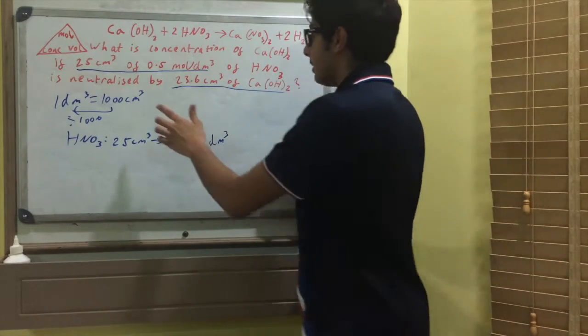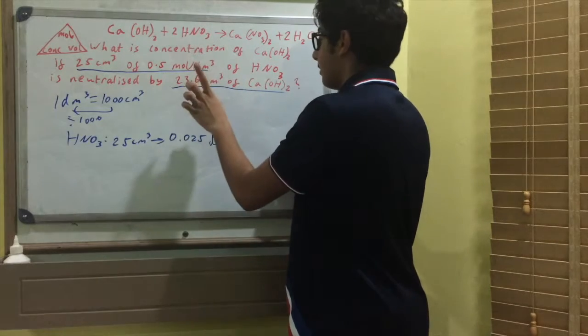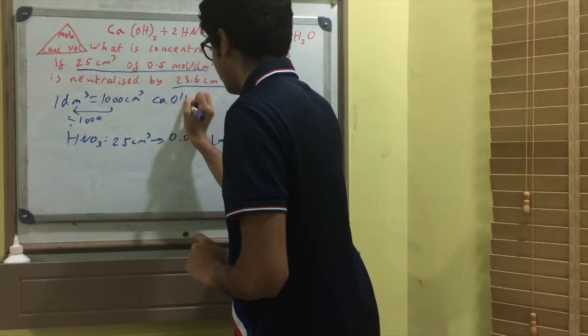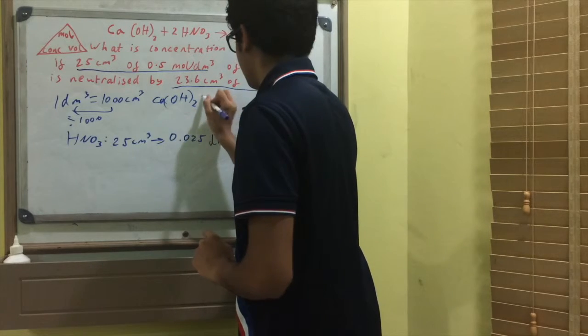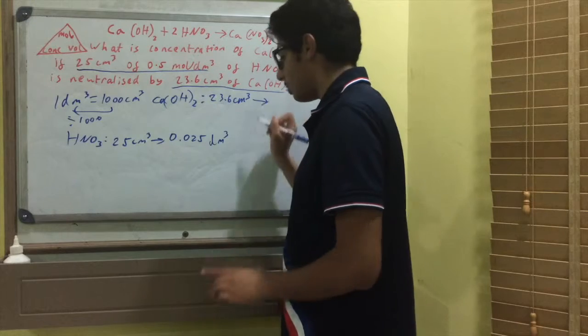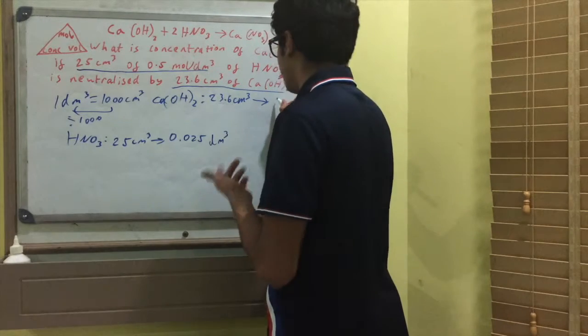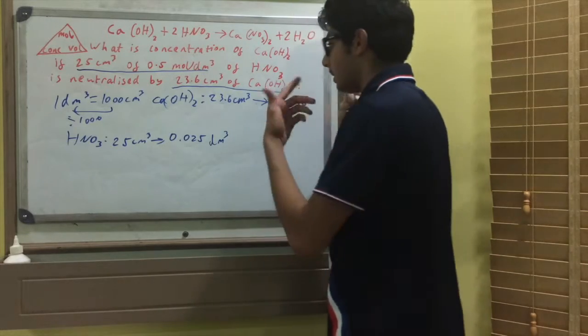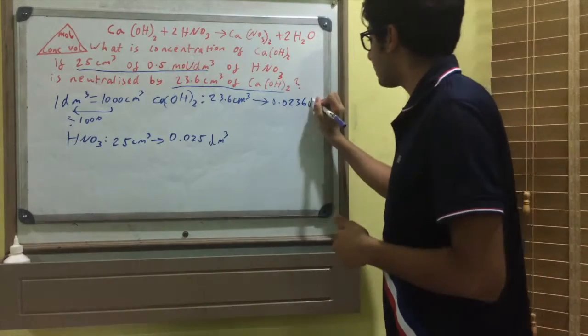Then we convert the volume of calcium hydroxide. So 23.6 centimeters cubed into decimeters cubed, divide by 1000. You should get 0.0236 decimeters cubed.